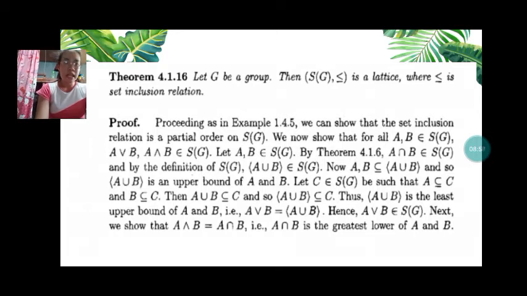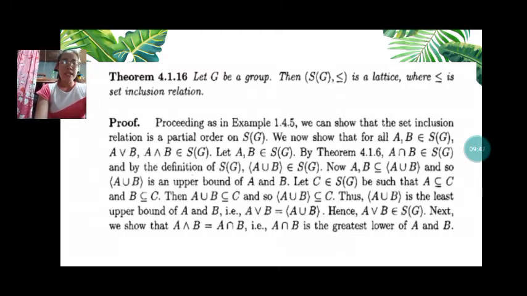Let C be an element of the set of all subgroups of G such that A ⊆ C and B ⊆ C. Then A ∪ B ⊆ C, and so the subgroup generated by A ∪ B is a subset of C. Thus, the subgroup generated by A ∪ B is the least upper bound of A and B, that is, A ∨ B is equal to the subgroup generated by A ∪ B. Hence, A ∨ B is an element of the set of all subgroups of G.